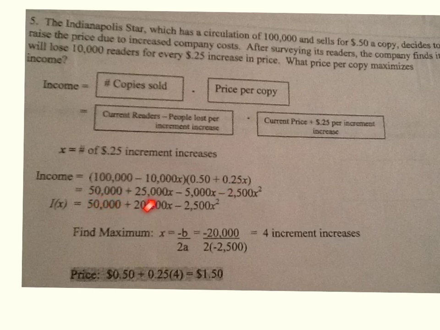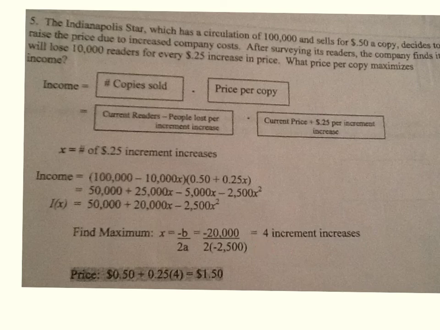And then I just did FOIL, and I got me a nice quadratic equation here. Income in terms of the number of increases. Here's my nice quadratic equation. Find the maximum. Opposite of b over 2a is 4 increases. The 4 increases will maximize the income that the newspaper gets.